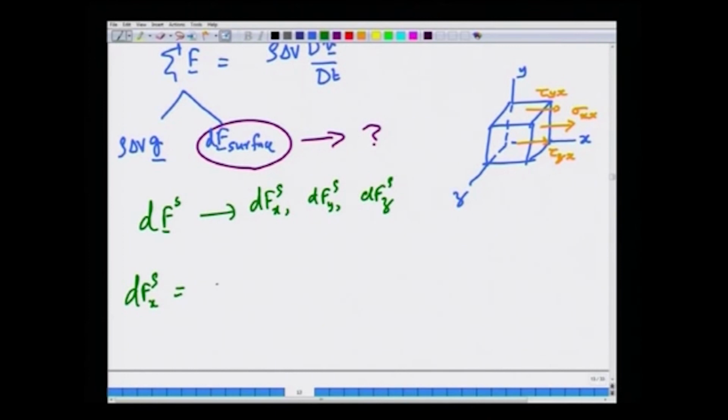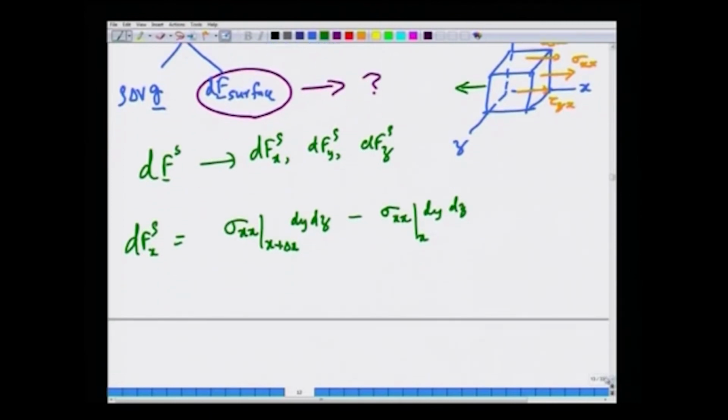So, the total force in the x direction is nothing but you have sigma x x, that is acting here, this is at x plus delta x, times dy dz, the area of the surface over which this force is acting. Now, you have to add all the forces, but the unit normal to this is in the minus x direction. So, you will have a negative sign for this. So, in principle you have to add forces, but since the unit outward normal is in this direction, the force will also be in the negative direction. Okay.